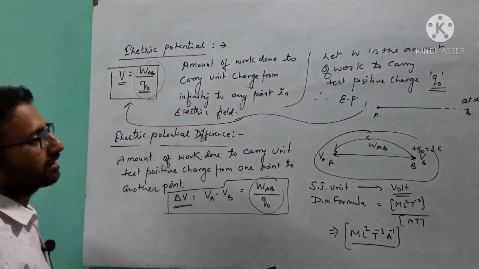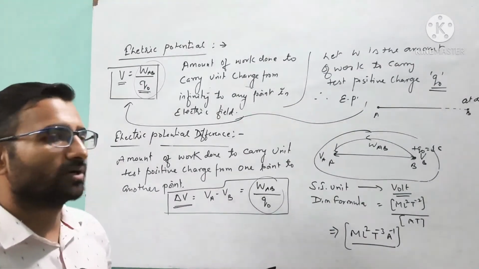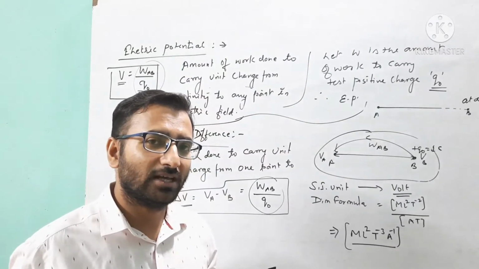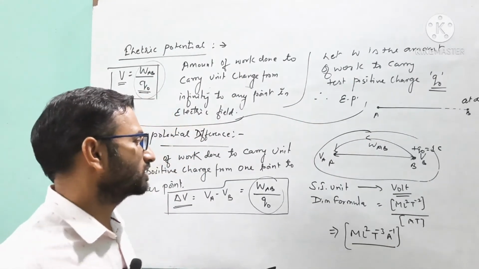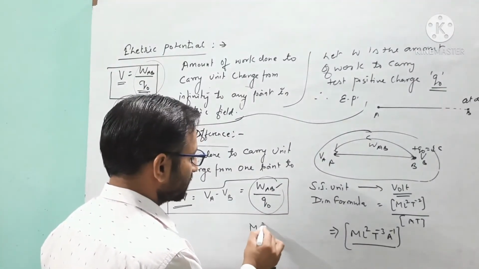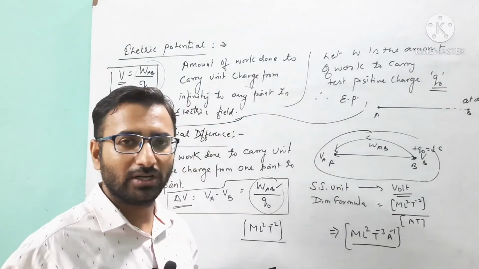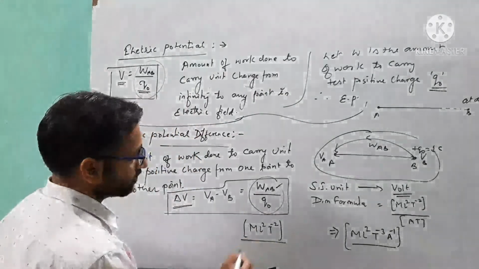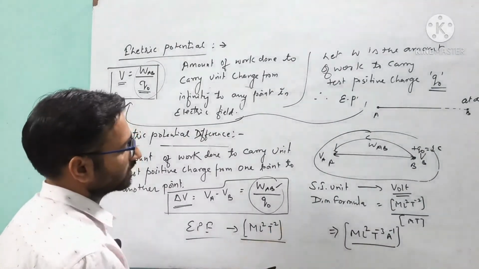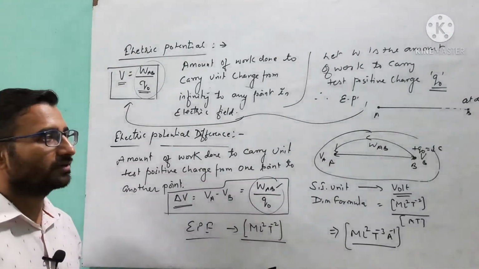And one more thing, if you are thinking about the dimension formula of electric potential energy, it is an energy, so the dimension of electric potential energy is the same as the dimension of work, which is ML²T⁻². Point clear? So this is the dimension formula of electric potential energy, and the other one is the dimension formula of electric potential and electric potential difference.